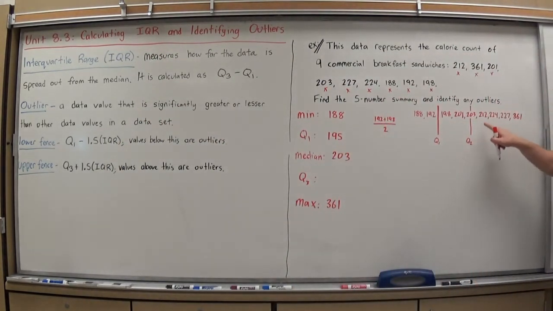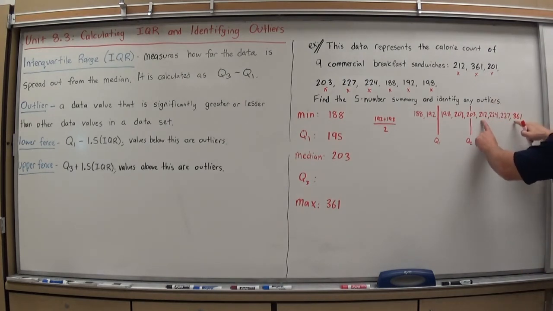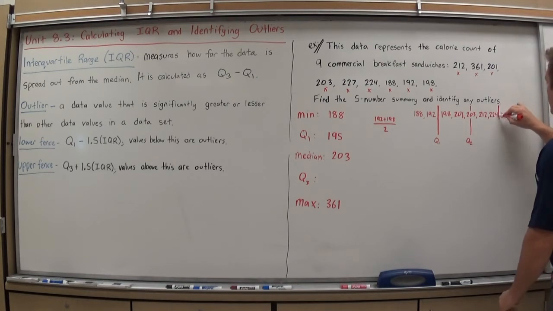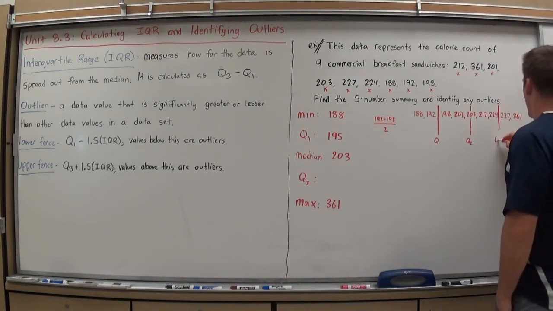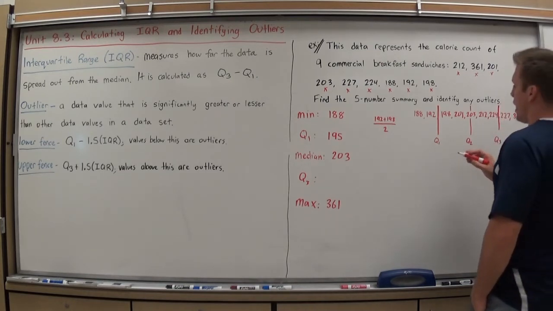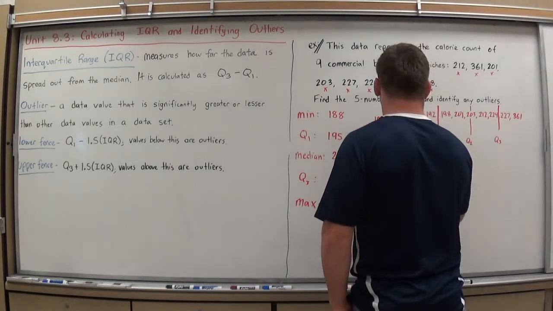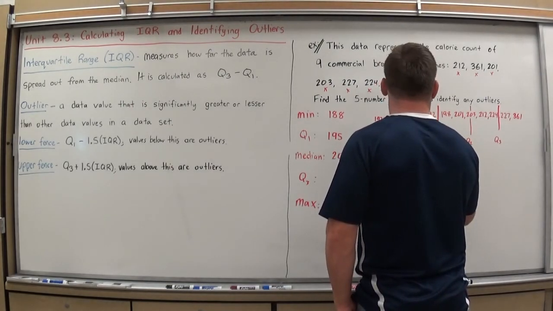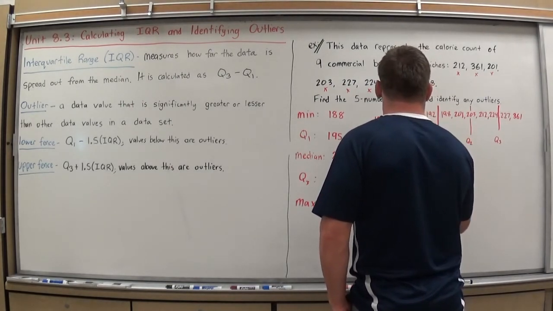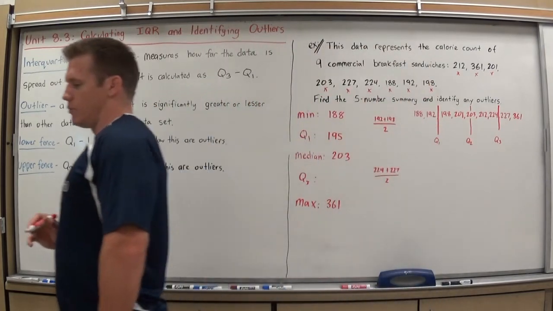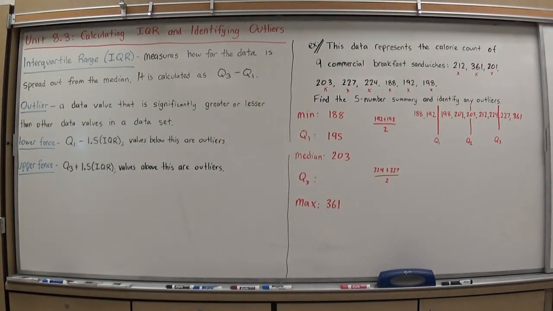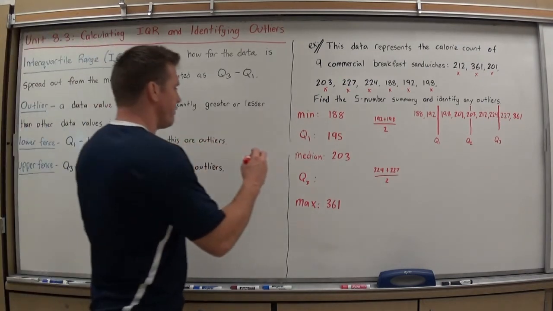And to find our Q3, I need to find basically the median of the upper half of the data. Right in between these two numbers. That'll be my Q3. So I need to add 224 plus 227 and divide by 2 to find the average of those numbers. Add those together, you get, divided by 2, 225.5.